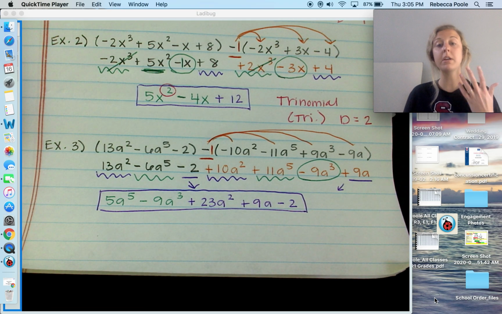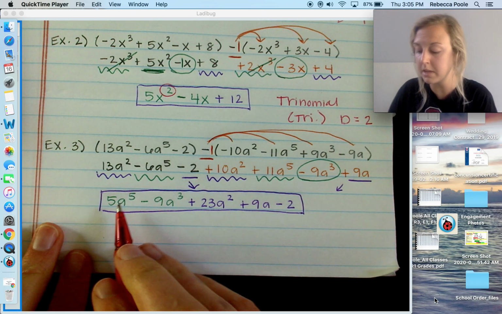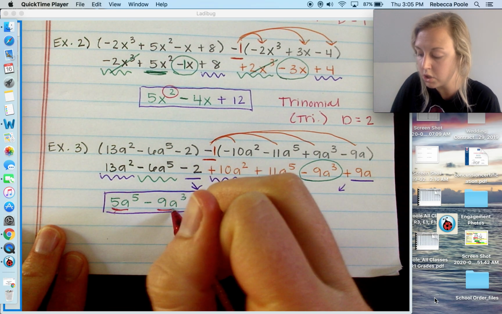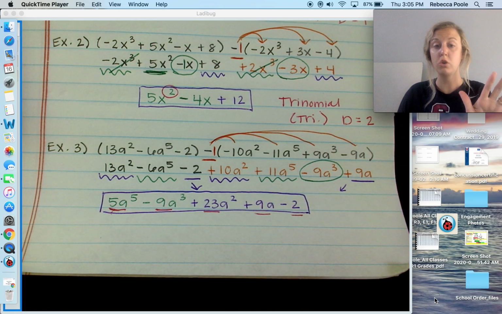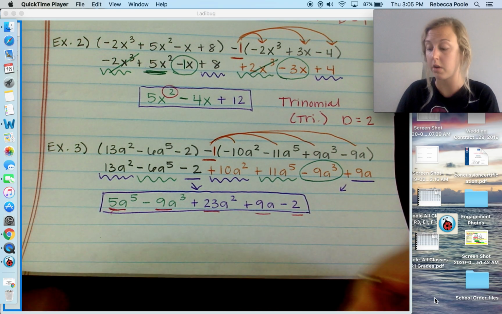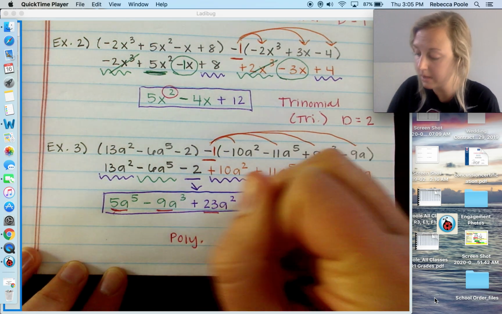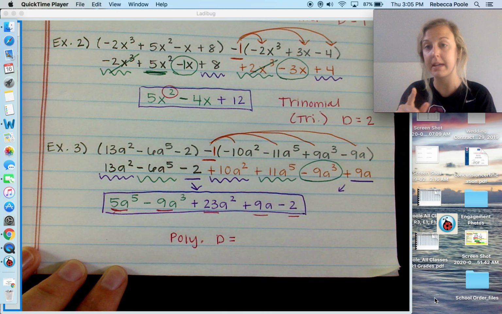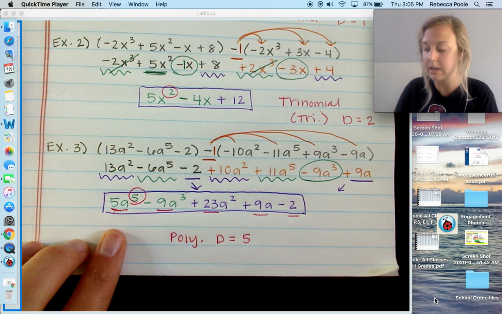All right, so now again, we want to practice classifying and stating the degree. So for this one, there's 1, 2, 3, 4, 5 different terms. Way too many kids to fit into one car, right? So this is a polynomial. And the degree, the biggest exponent we see is right here. So the degree is equal to 5.